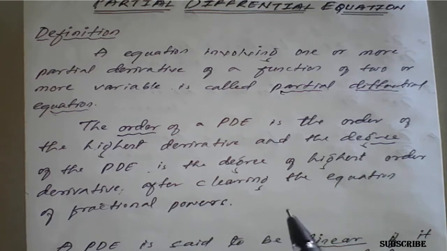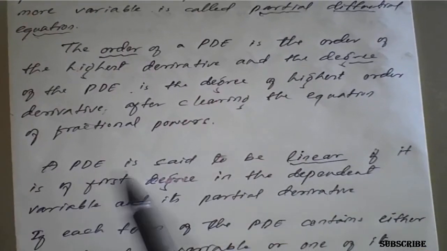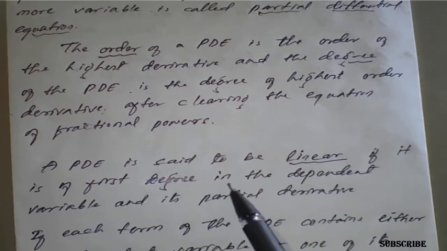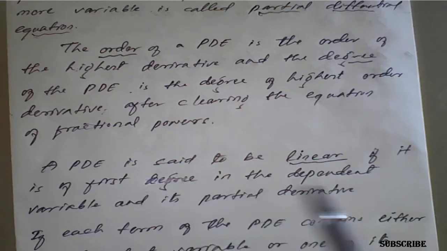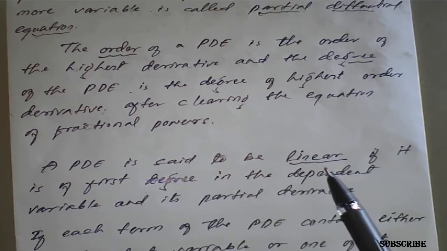A degree of the given partial differential equation. Now, a partial differential equation is said to be linear if it is of first degree in the dependent variable and its partial derivatives. The order of the partial derivative may be anything, but the degree should be 1. So that is what we consider a linear partial differential equation.